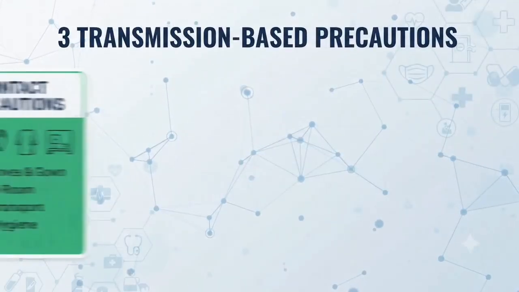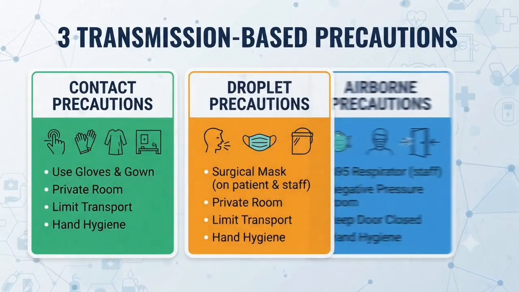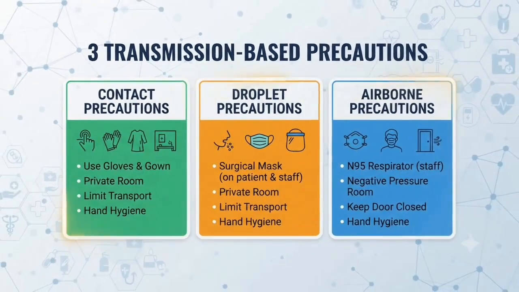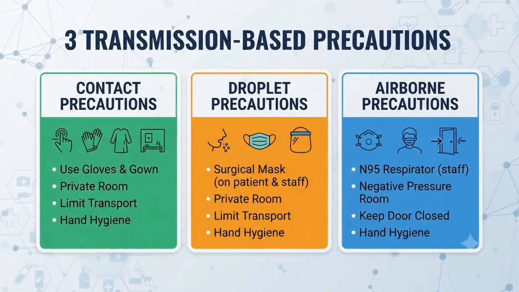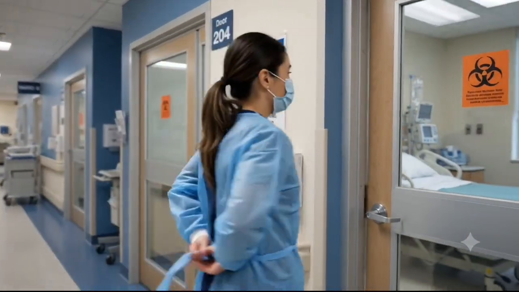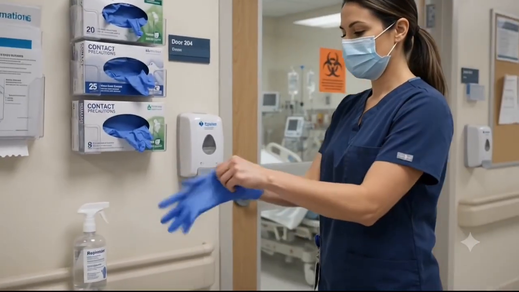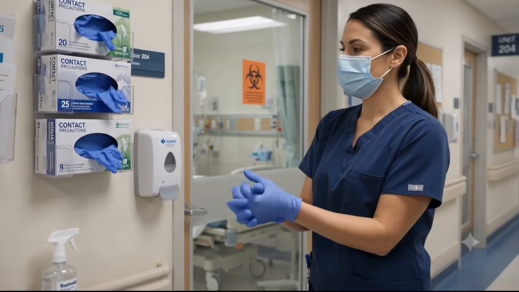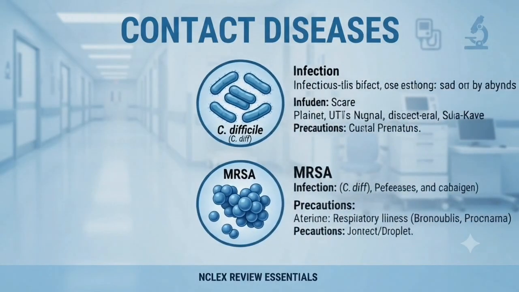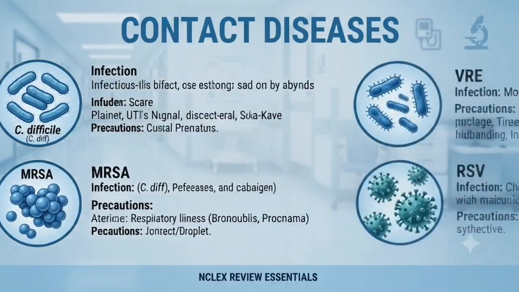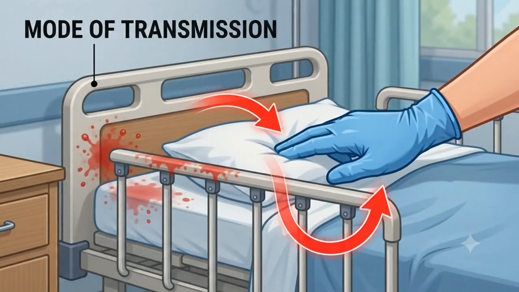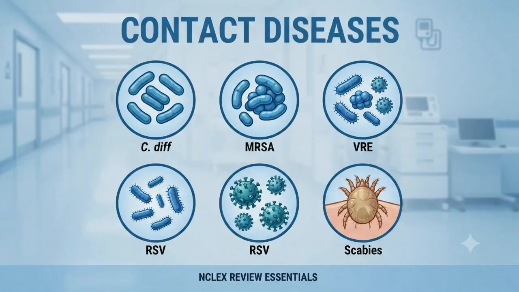There are 3 transmission-based precautions: contact precautions, droplet precautions, and airborne precautions. Contact precautions prevent infections spread by direct touch. Always wear gloves and a gown before entering the patient's room. Contact diseases include C. diff, MRSA, VRE, RSV, and scabies. These infections spread through direct contact or contaminated surfaces.